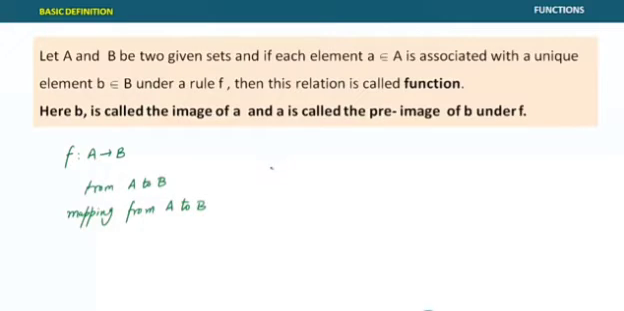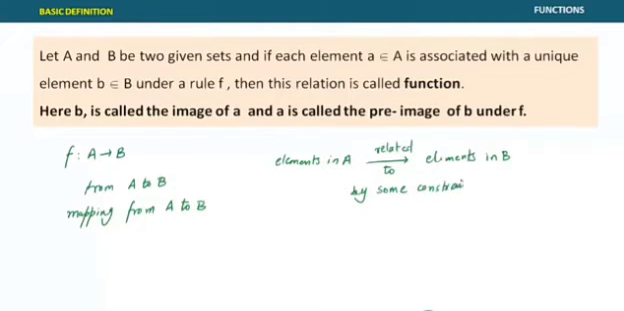So there is a function which says that elements in A are related to elements in B by some relation, by some constraint. This is how a relation works, right? So this is actually a basic definition, a layman definition of relation, right?